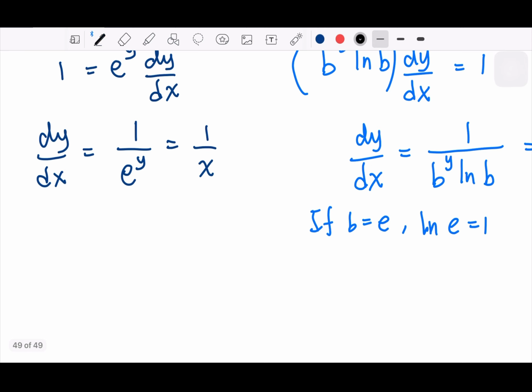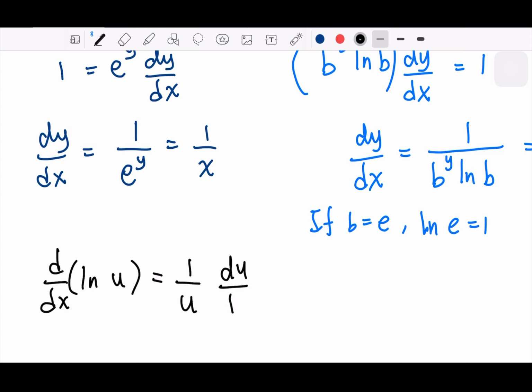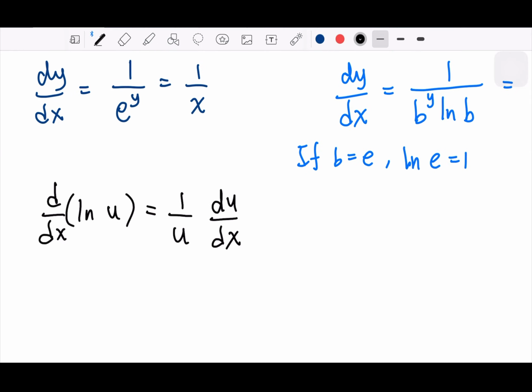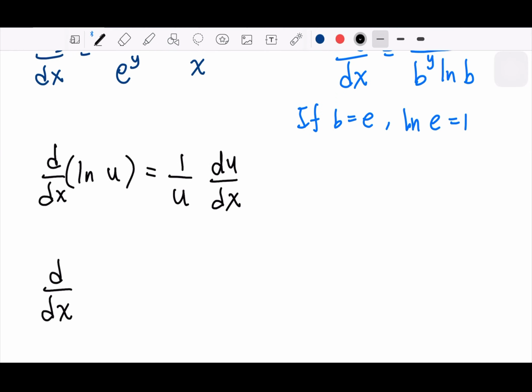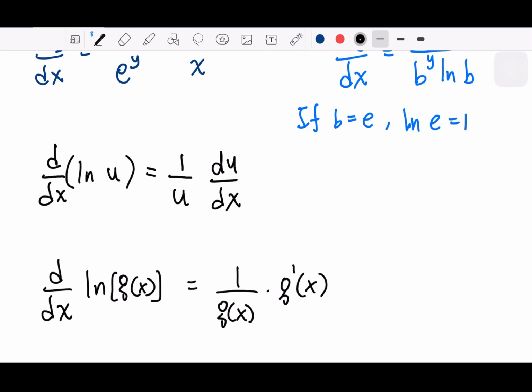So, for example, if you have another variable, for example d/dx of ln u. If u is a function of x, then we can say that this will be 1 over u, and then du over dx. This is just a function. Or if you have d/dx of ln of a function inside the ln, we can treat this as a normal chain rule. This will be 1 over g of x, multiplied by g prime of x.